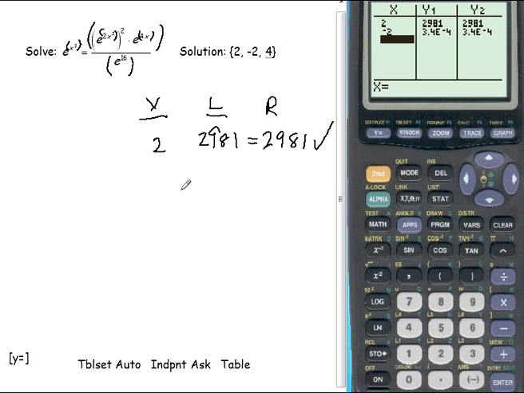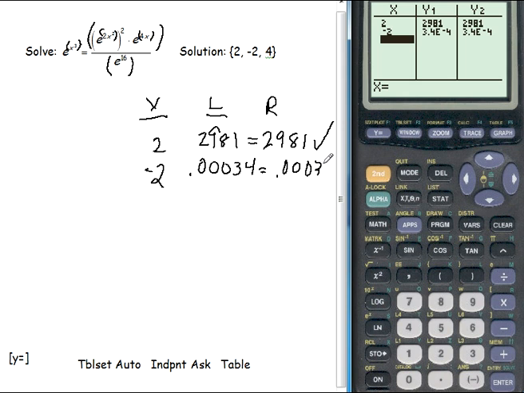All right, then we'll check the next solution, negative 2. And that also gives us a check. And if that's scientific notation, that's move the decimal 4 places to the left. We have 0.00034, which is 3,400 thousandths equal 3,400 thousandths.